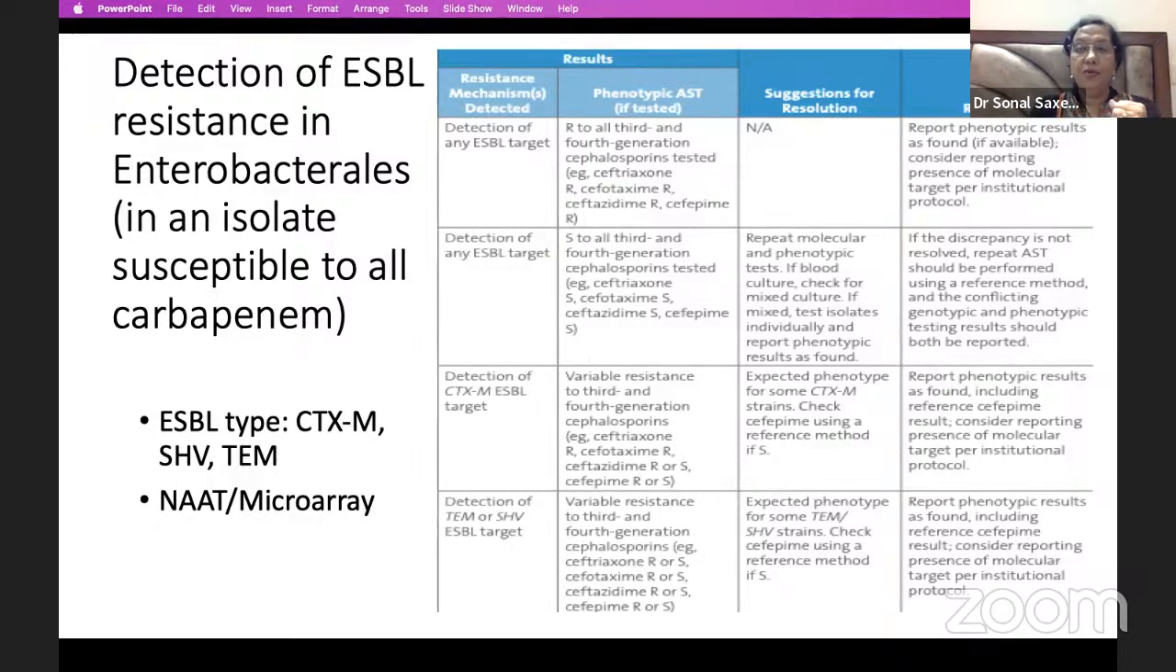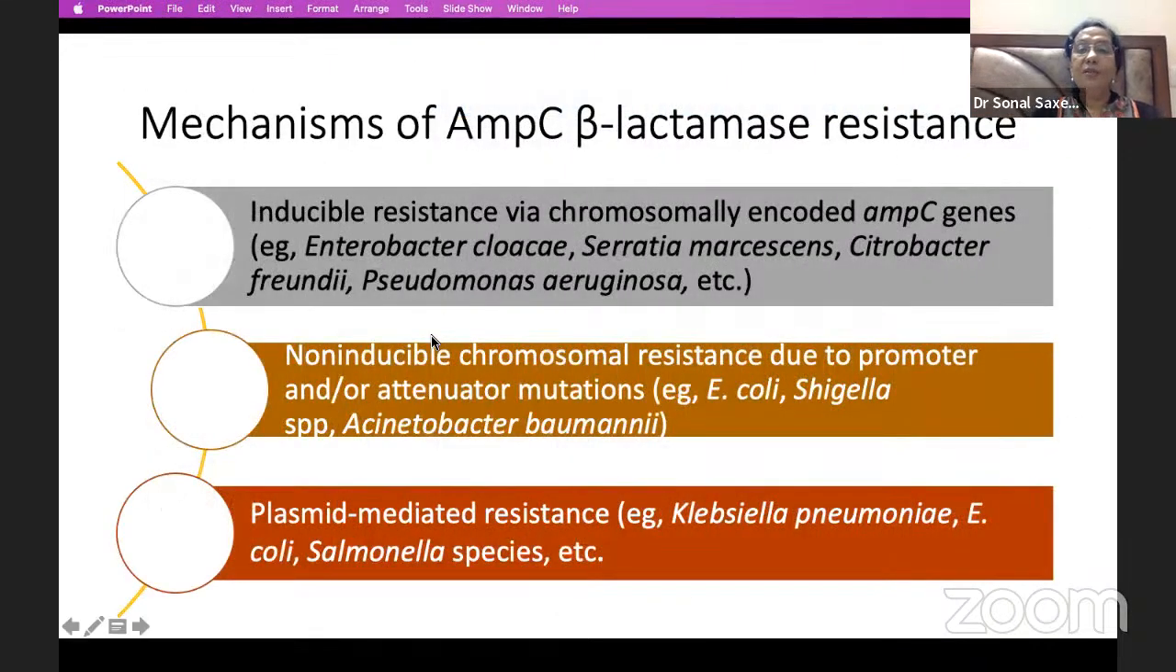Any ESBL target, it could be resistant, it could be sensitive. If you're detecting only CTX-M, then variable resistance. If you're detecting TEM and SHV, variable resistance. What do you do? Now, what is the mechanism of AmpC beta-lactamase resistance? Why do we say that it is interfering?